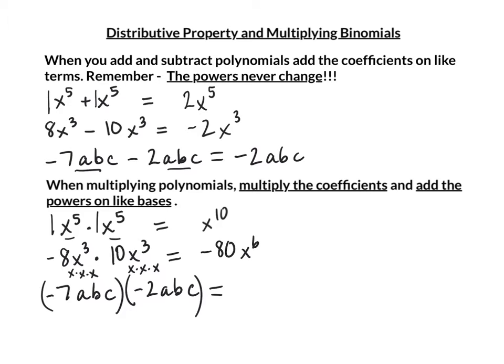Negative 7 times negative 2 below makes positive 14. A to the first times a to the first makes a to the second. B times b, that makes b to the second because it's b to the first times b to the first. Add the powers. And c times c makes c squared.